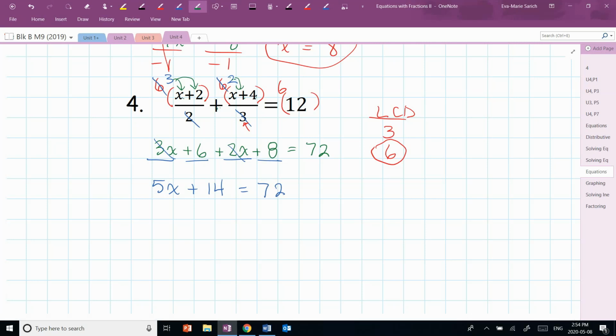Now, we're looking to get x all by itself, so we have a multiply and an add. We have to get rid of the add first, so opposite is to subtract 14 from both sides. The add 14, subtract 14 becomes a 0. If I bring down what's left, I got 5x on the left side, and then an equal sign, and 72 minus 14, well, 72 minus 10 gives us 62, minus 4 gives us 58.